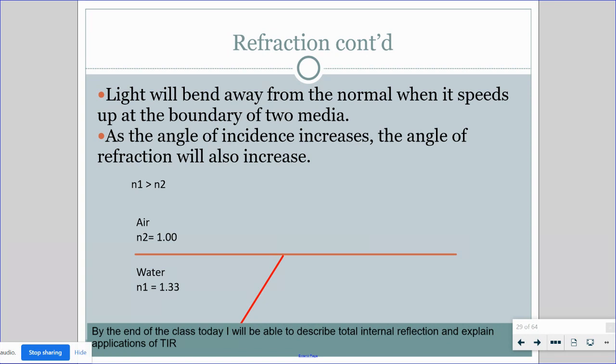So here we have water going into air. This one is slower, the speed of light is slower, and here it's going to be faster. So what will happen is because it's going from slow to fast, it's going to bend away from the normal. And here the angle of incidence is less than the angle of refraction. So this one here is smaller than this angle here.